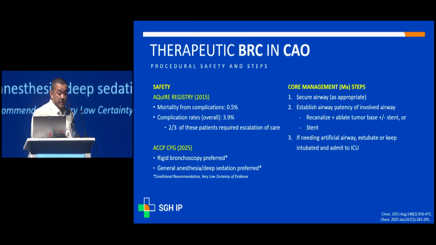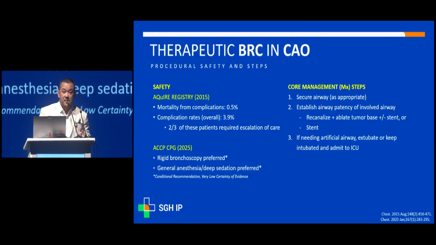Next, we're going to talk about therapeutic bronchoscopy in CAO. What are the procedural safety and steps? How safe or how risky is therapeutic bronchoscopy? From the AQuIRE registry, the mortality from complications is very low, only 0.5%. Overall complication rates are only about 4%, and 2/3 of them required some escalation of care. In the CPG as well, rigid bronchoscopy is preferred, and general anesthesia or deep sedation is preferred over moderate sedation. But bear in mind, these are all conditional recommendations with very low certainty of evidence.